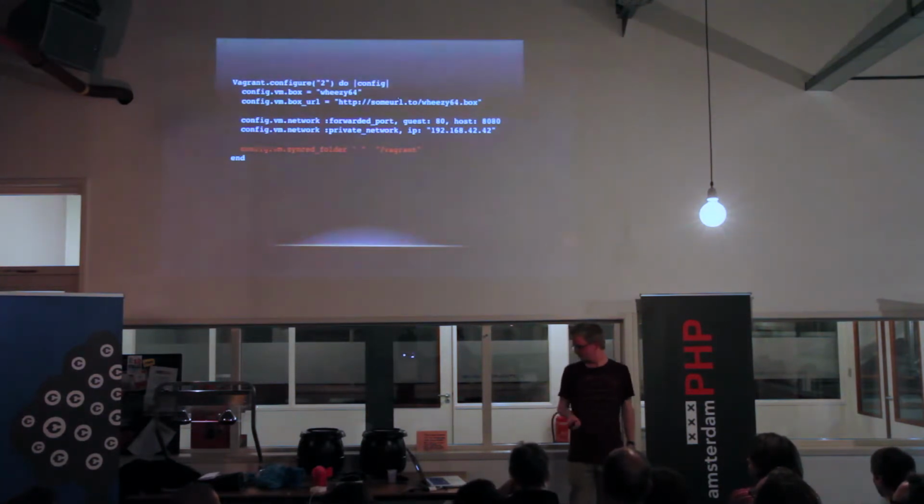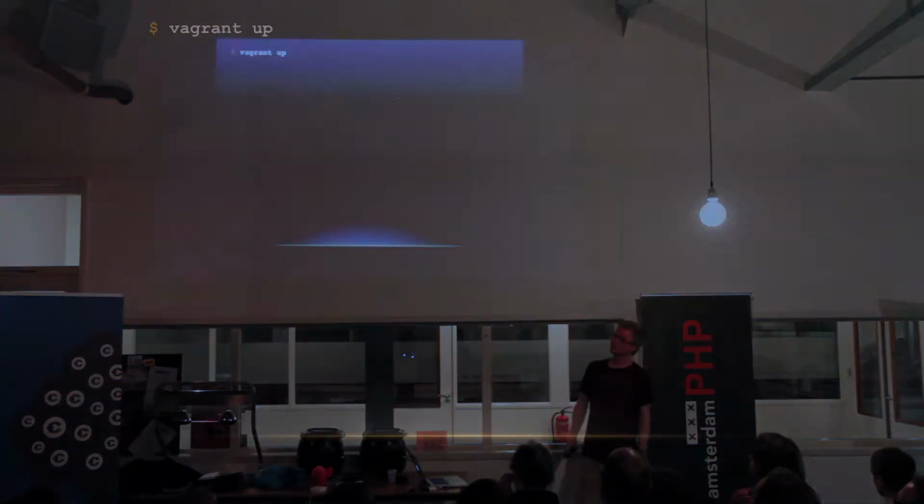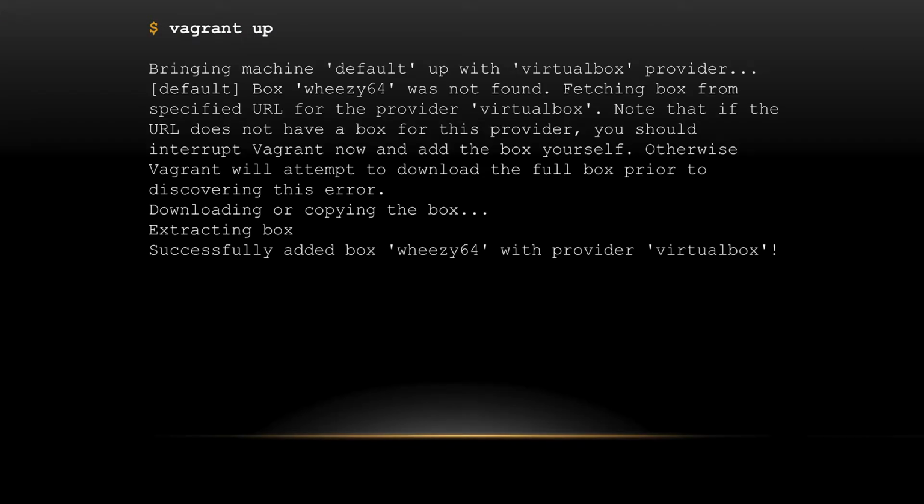When we've configured this, it's easy. We just do Vagrant up, and it will bring the box up. And it will tell us what it's doing. The first time it will tell us it couldn't find the Wheezy box. Well, of course, we just installed it. So it's downloading it. We'll skip that if it's the second time. And it's added for later use.